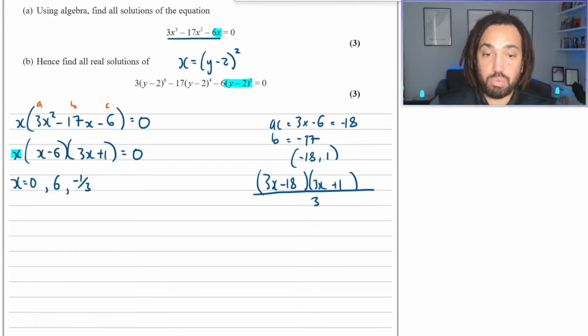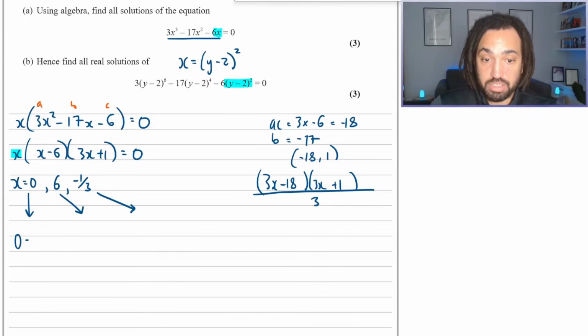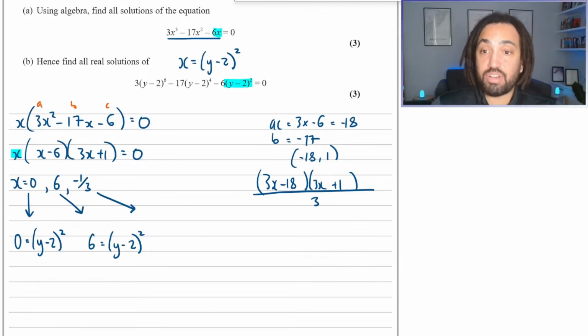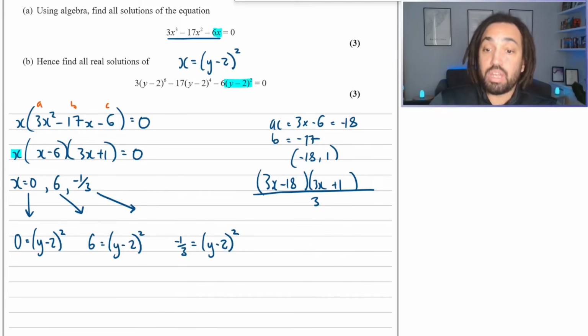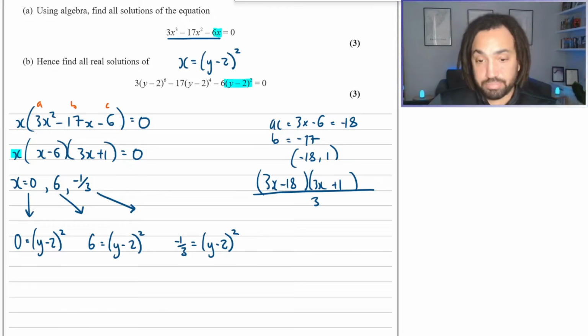so we can then set all of our solutions that we've calculated equal to y minus 2 all squared. So I can say that 0 was a solution for x, but x is now equal to y minus 2 all squared. I can say 6 was a solution for x, but now it's equal to y minus 2 all squared. And finally, minus a third was a solution, but now x is equal to minus 2 all squared.